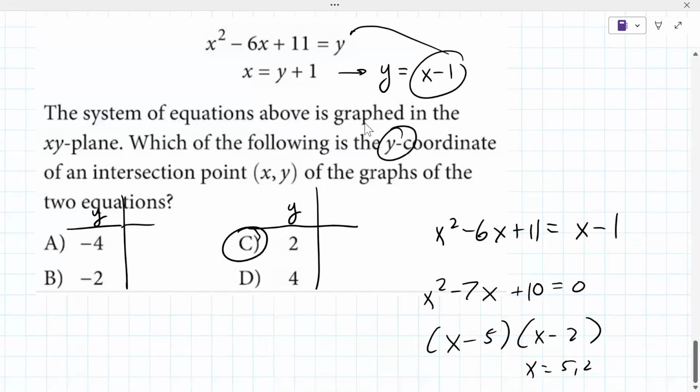What am I doing here? Sorry. 5 and 2. X is 5, y is 4, or y is 1. I might want to change my answer here. I think you got X is 2.